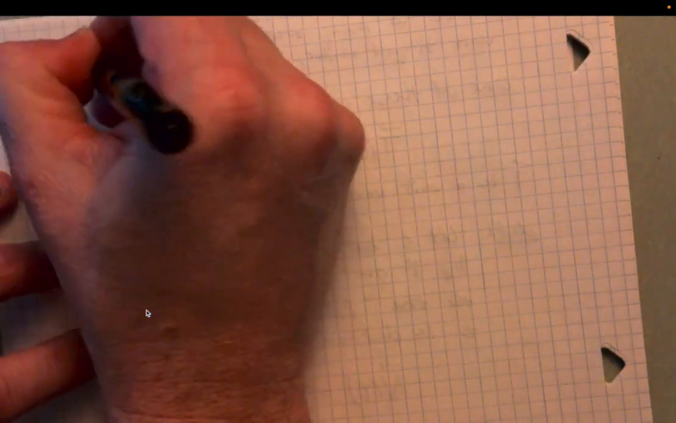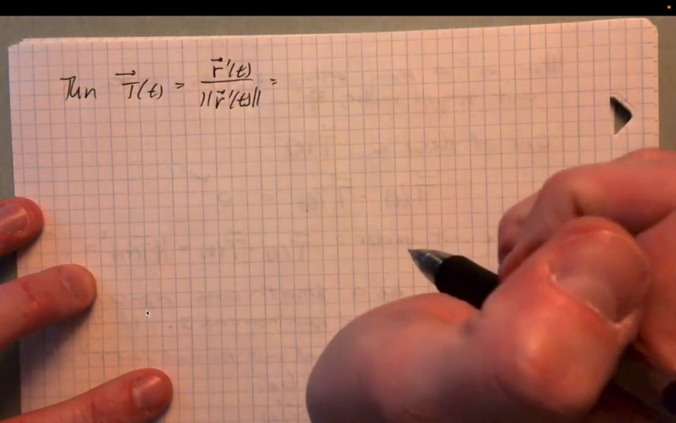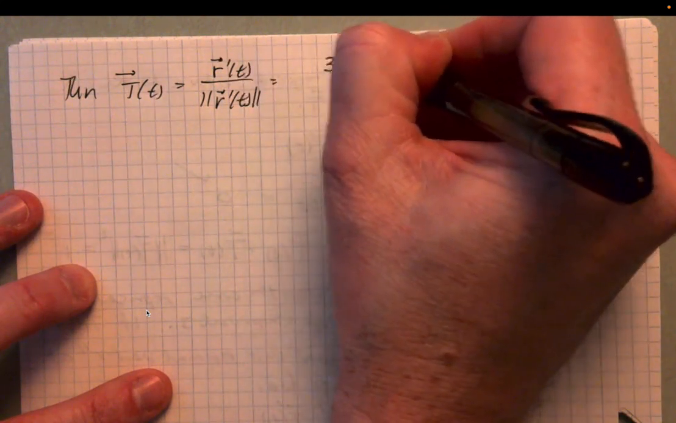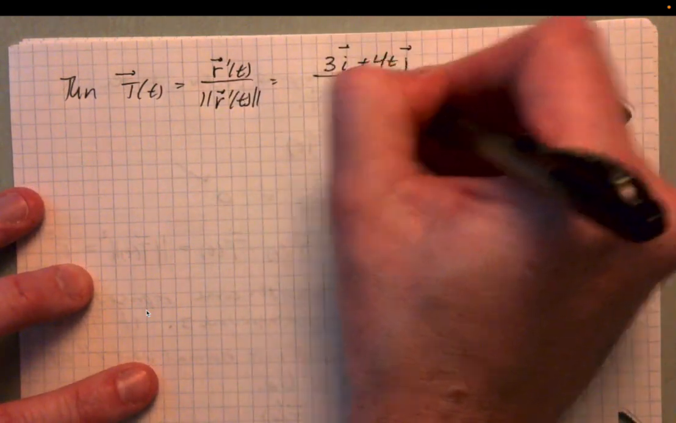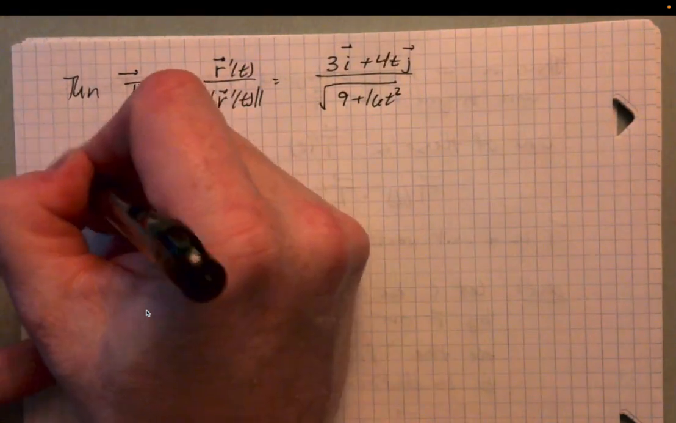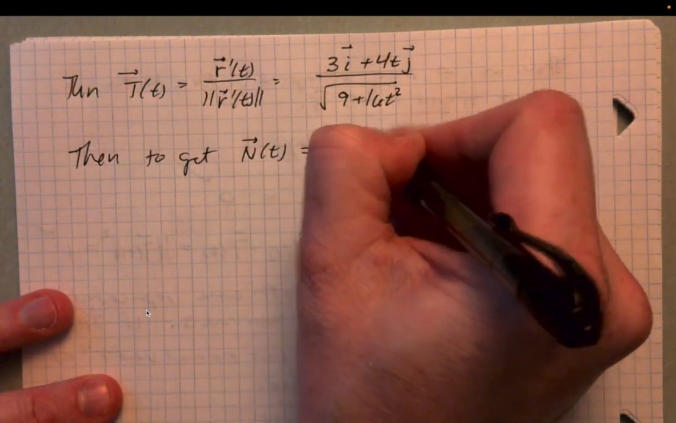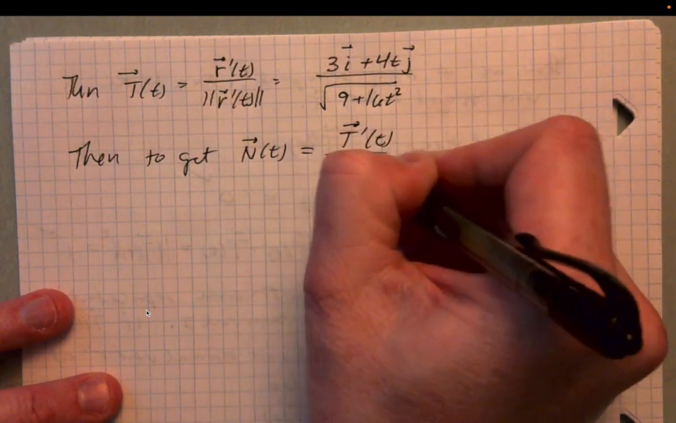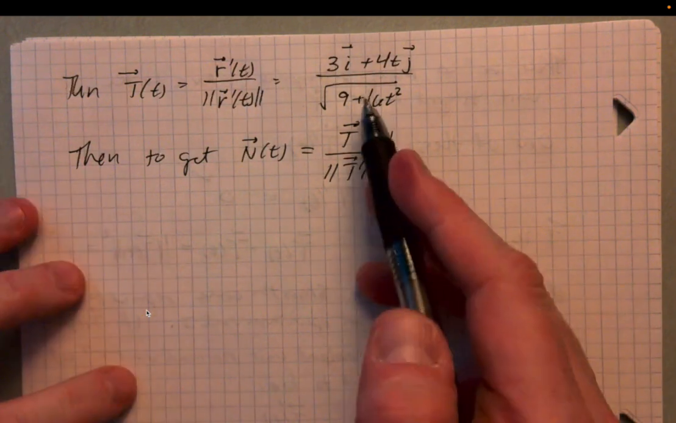Okay, so we know r prime and we know the norm. So then T of t is going to be equal to, again, r prime of t over its norm, which in this case is 3i plus 4tj divided by the square root of 9 plus 16t squared. Okay, so we got this guy. So now next we want to get to N, don't we? And we know that that is T prime divided by its norm. So we need to differentiate this first of all, and then we've got to find the norm of that.